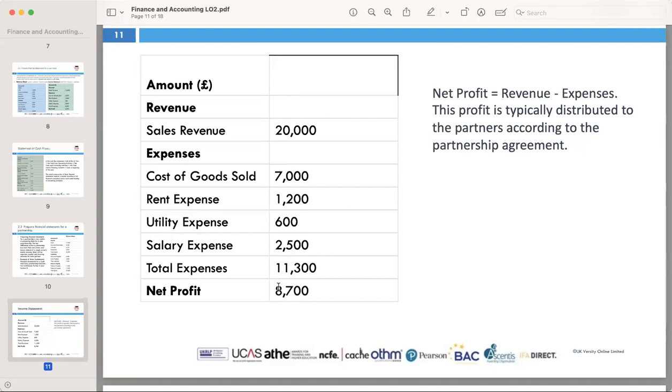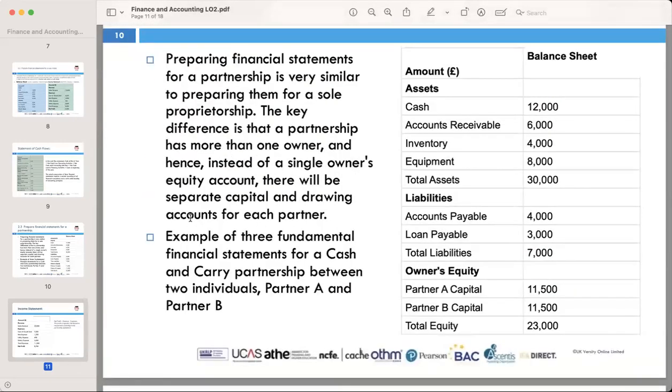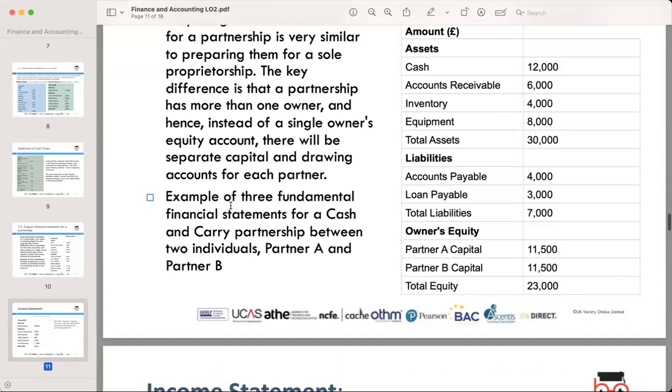So we come to the last section, which represents the partners' drawings. Partners' drawings, which is here, partner drawings, which is nil.